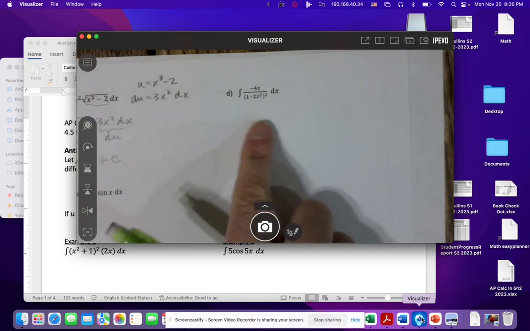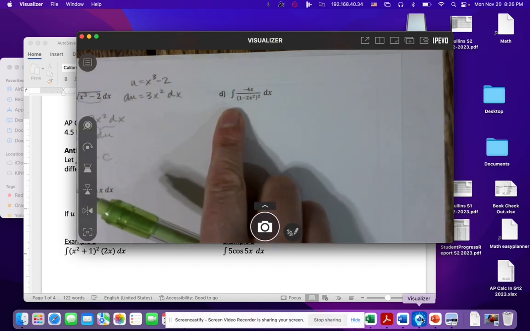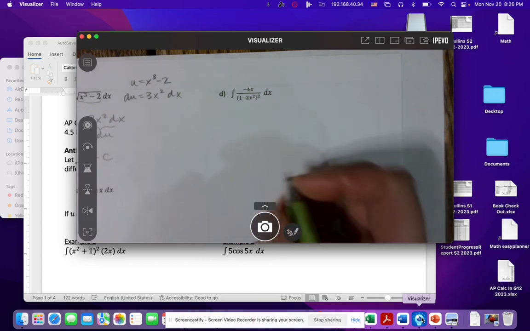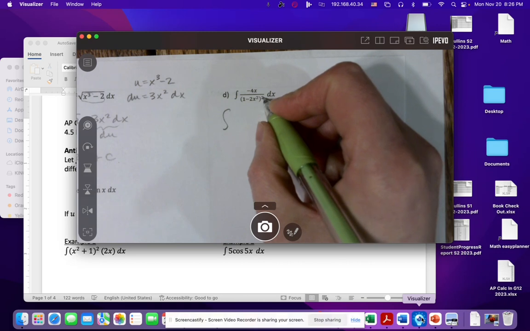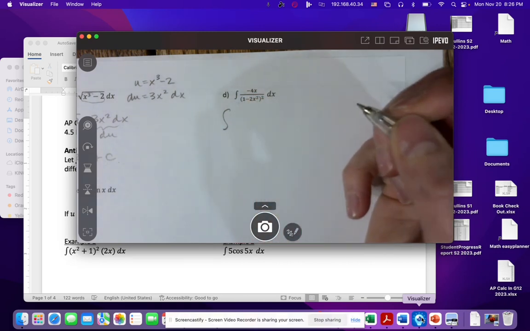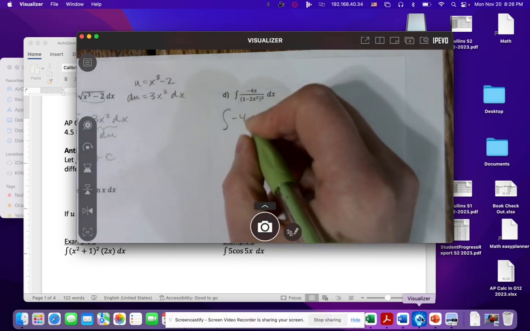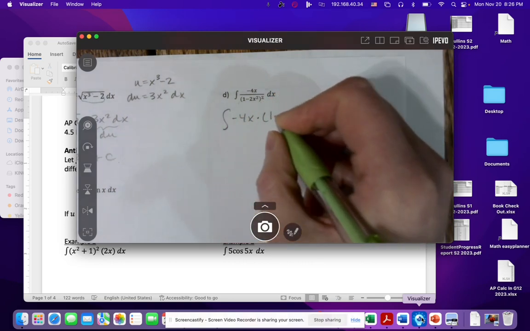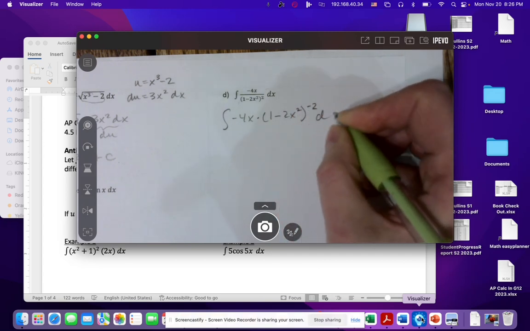Okay, this one does not look like we can have any kind of shortcut at all. So the first thing I'm going to do is I want to rewrite this so there's no fractions. Fractions are going to be difficult to integrate. So fortunately, I remember if I have a second power in my denominator, if I take it out of the denominator and move that part up to the numerator, it's a negative 2 exponent. So I'm going to have negative 4x times (1 minus 2x squared) to the negative 2 power dx.